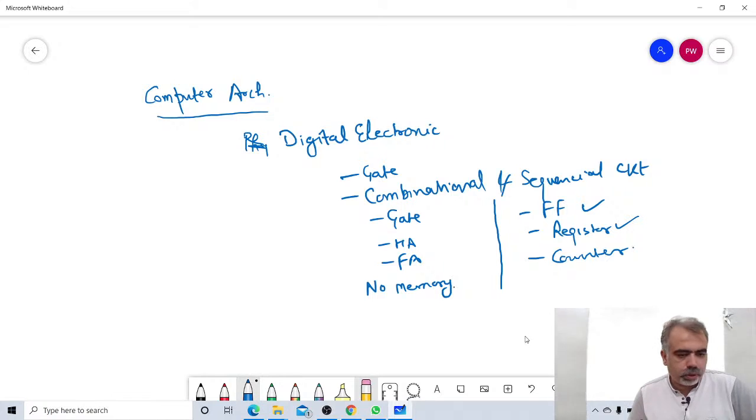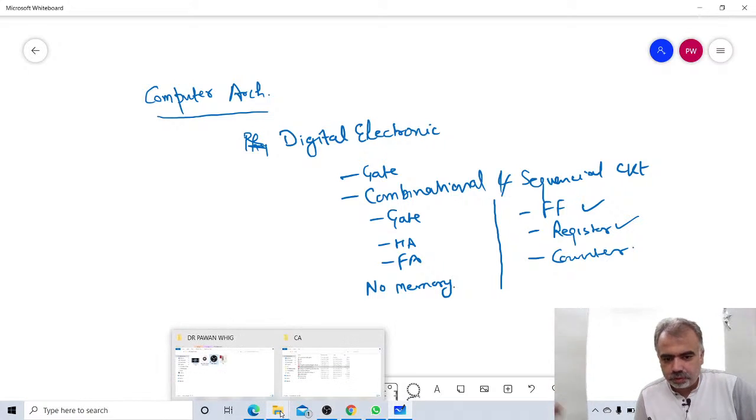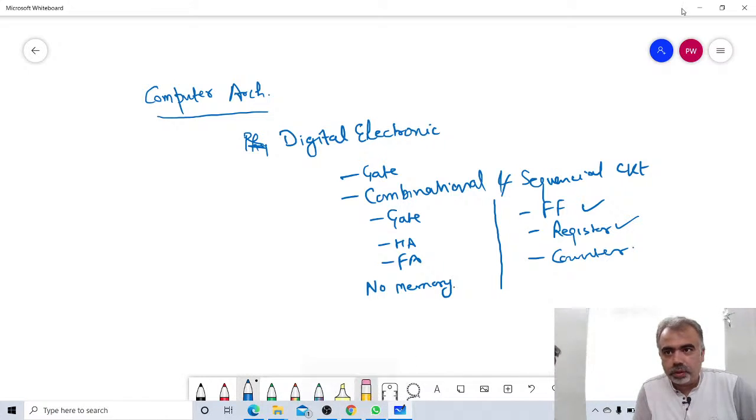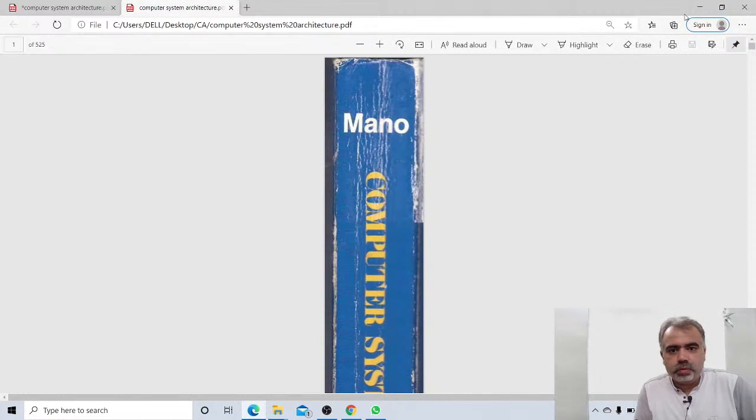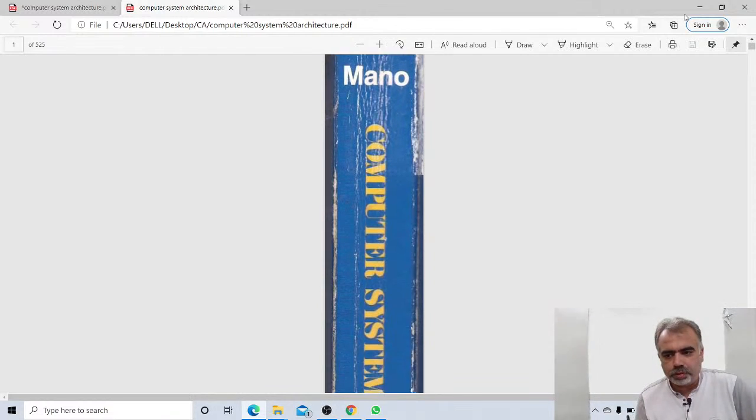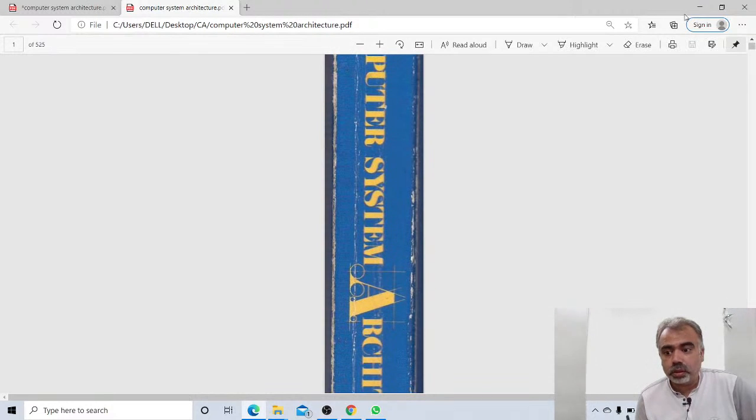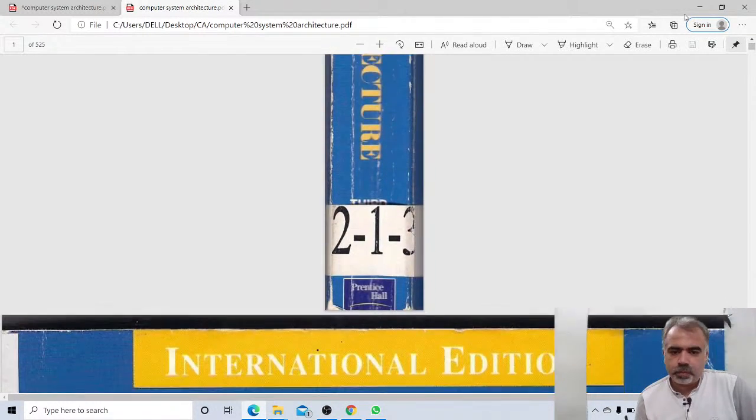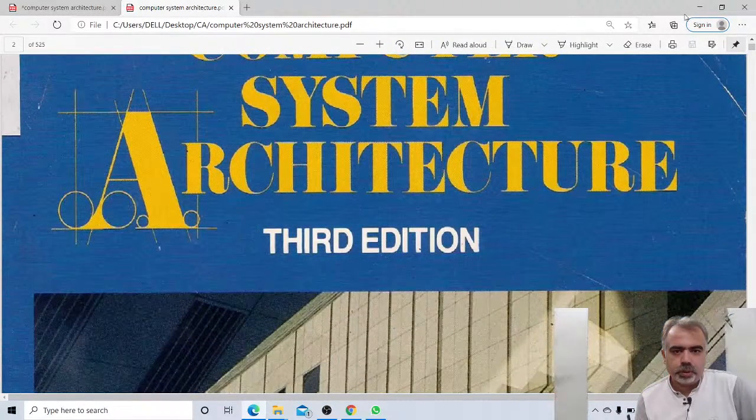Now let us talk about this subject. First of all, why are students confused about pursuing this subject? Let me open the PDF. So first of all, this is your book by Maurice Mano, which is very famous in this subject, and everybody uses this book, Computer System Architecture.